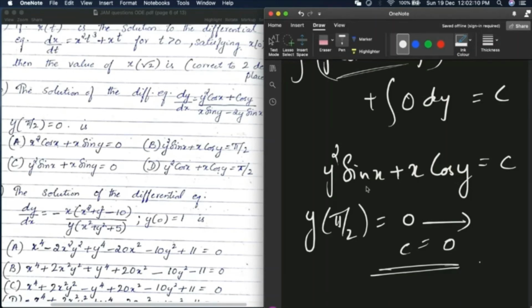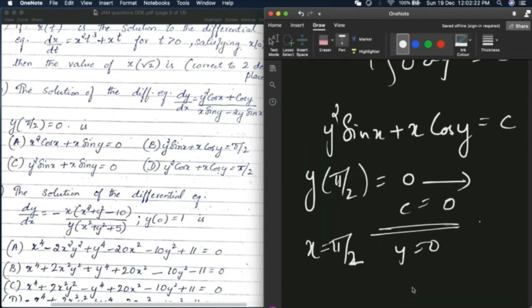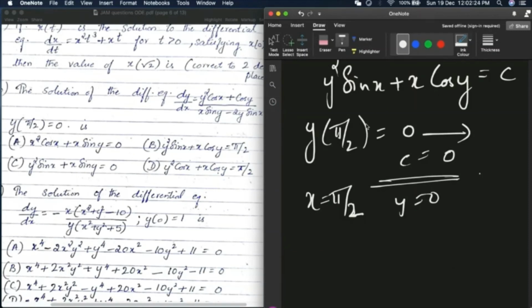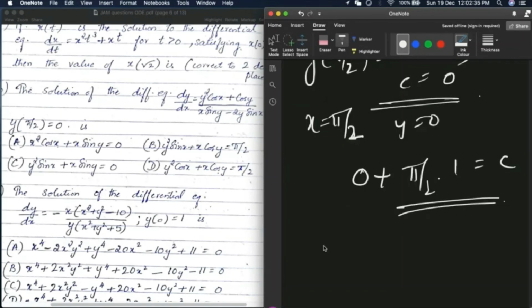Cos 0 is 1 and x is pi by 2. The first term cancels and the second term cancels. You have to put x is equal to pi by 2, right? Cos pi by 2 is 0. Correct. So your first part becomes 0 plus this becomes pi by 2 into cos of 0. Cos 0 is 1. Correct. Absolutely. So B is the answer. Y square sin x plus x cos y.